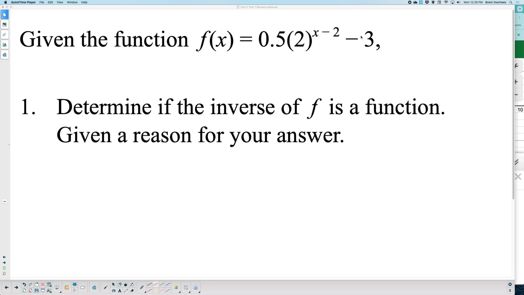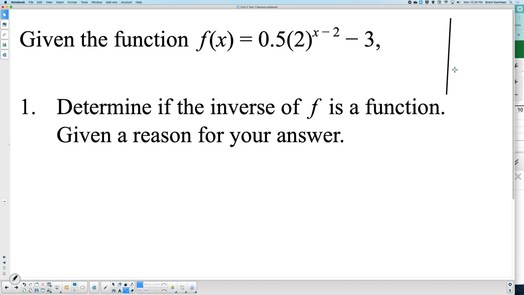So let's talk about what this would look like as a graph. What type of equation is this? Is it polynomial, rational, exponential? Those are the equations you learned. Exponential. Would this be exponential growth or decay? It would be exponential growth. Why is it exponential growth? Because the base is greater than 1.